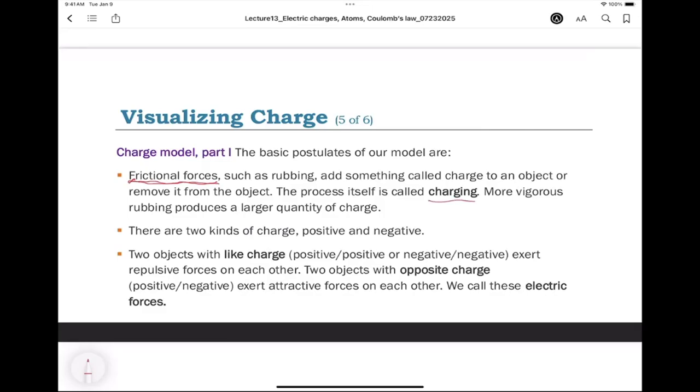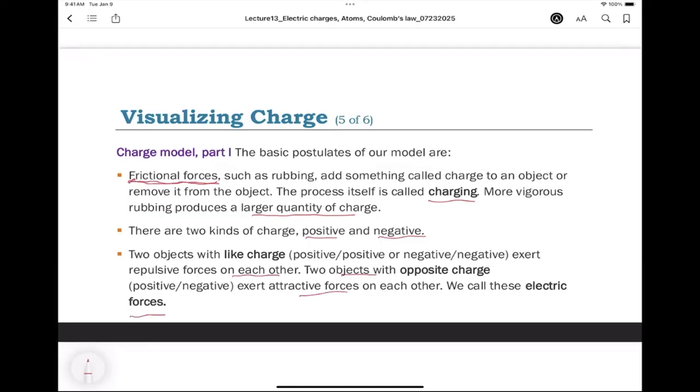The process itself is called charging. More vigorous rubbing produces a larger quantity of charge. There are two kinds of charge, positive and negative. Two objects with like charge, positive or negative, exert repulsive forces on each other. Two objects with opposite charge, one positive and the other negative, exert attractive forces on each other. We call these electric forces.